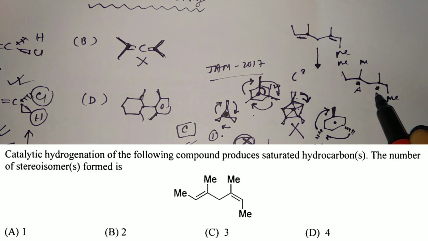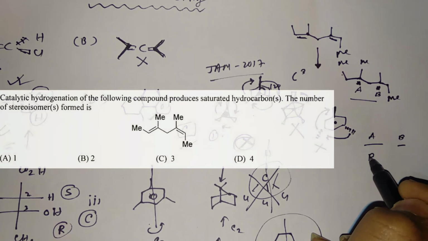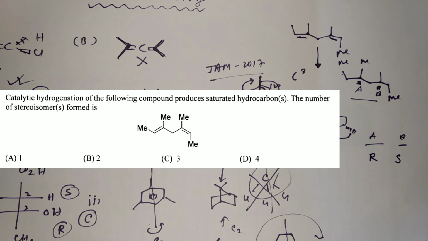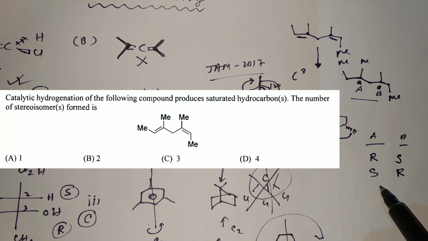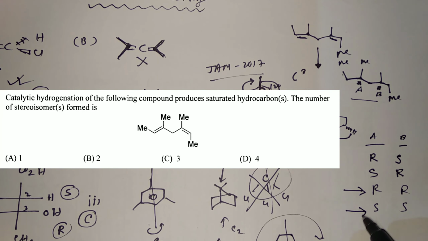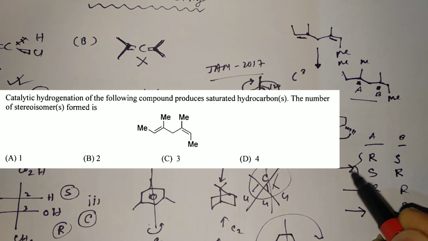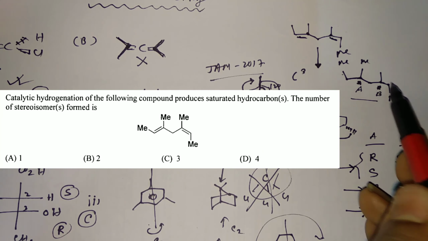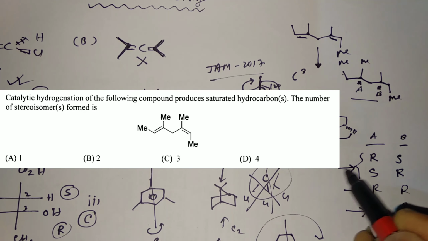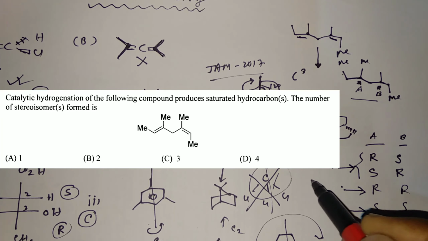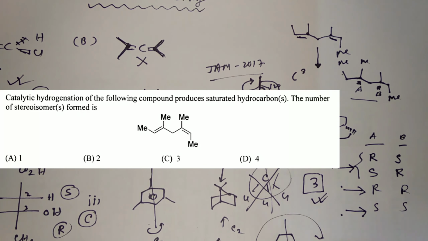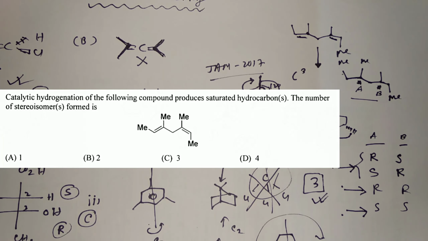Suppose this is chiral center A and this is chiral center B. If A has R configuration and B has S configuration, or A has S and B has R, or R R, or S S. So this is one stereoisomer, this is another stereoisomer, and these two are actually the same, because both sides have the same configuration. So 1, 2, 3, a total of 3 stereoisomers will be present, and 3 is the correct answer, right?